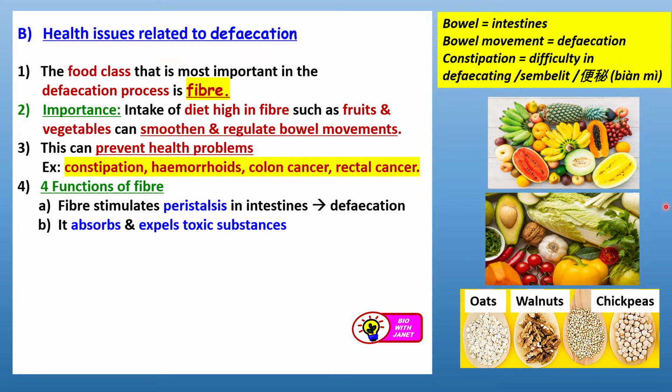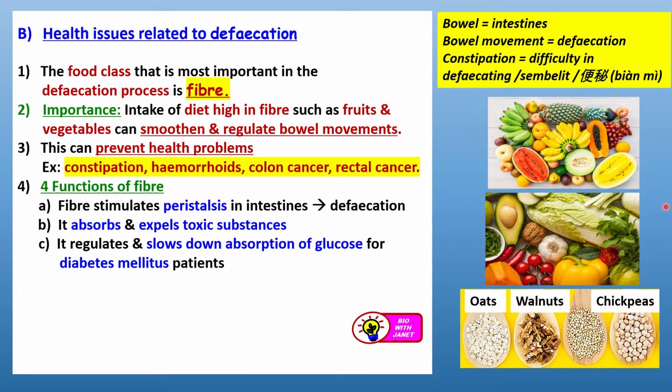B, it absorbs and expels toxic substances. We'll discuss more of these functions in the next slide. Now, thirdly, it helps to regulate and slow down absorption of glucose for diabetes mellitus patients. So it forms a layer, soluble fiber. There are 2 types of fiber, soluble and insoluble fiber. The soluble fiber will form a gel-like substance that lines the inner wall of the intestine, and this can slow down the absorption of glucose into the bloodstream in the intestines.